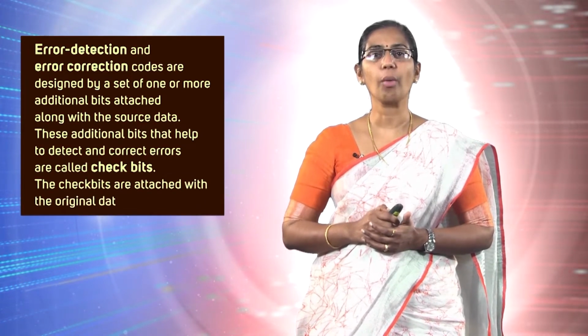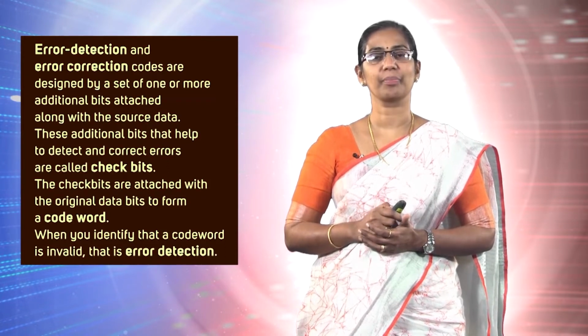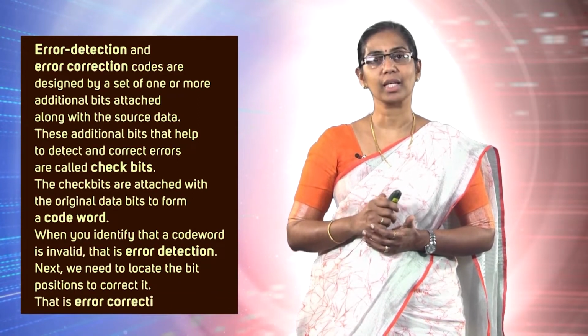In order to receive or retrieve the valid data, error detection and error correction codes are introduced. They are designed by a set of one or more additional bits attached to the source data. These additional bits that help to detect and correct errors are called check bits. These are attached to the original data bits to form a valid code word. When you identify that a code word is invalid, that is error detection. Next, we need to locate the bit positions to correct it, that is error correction.